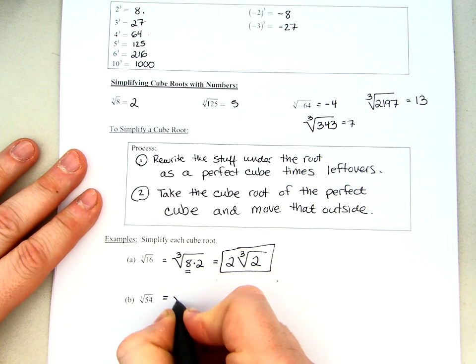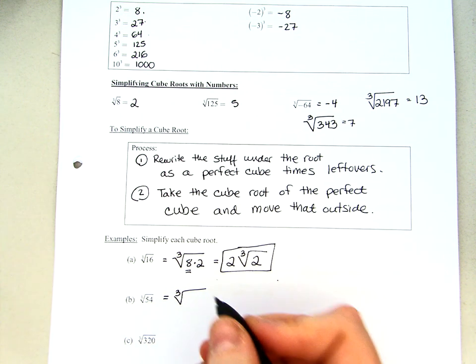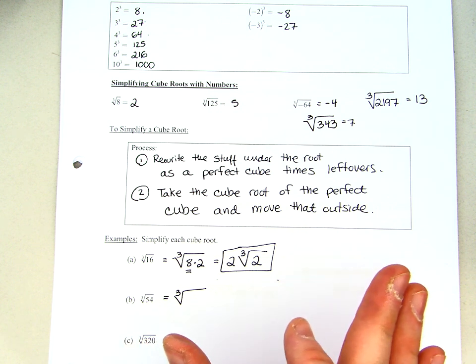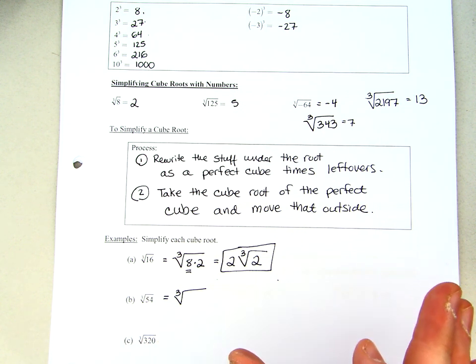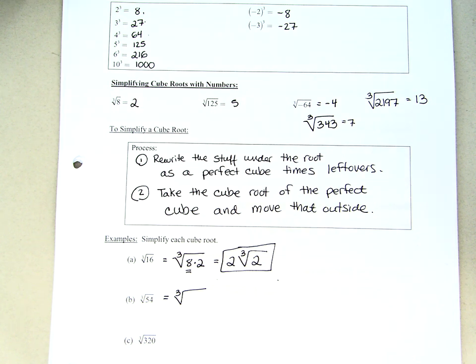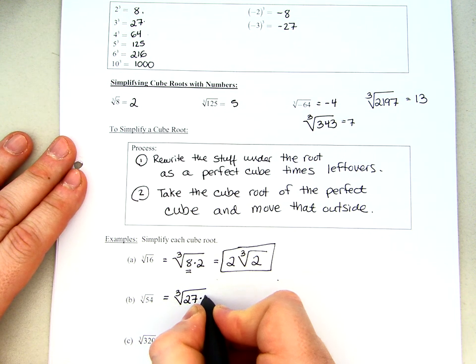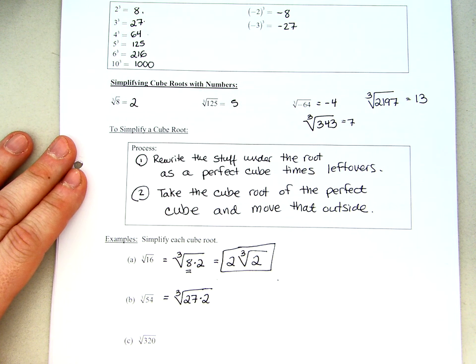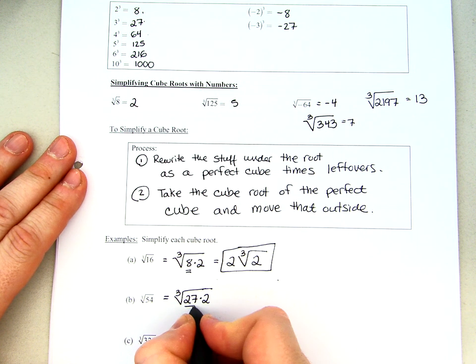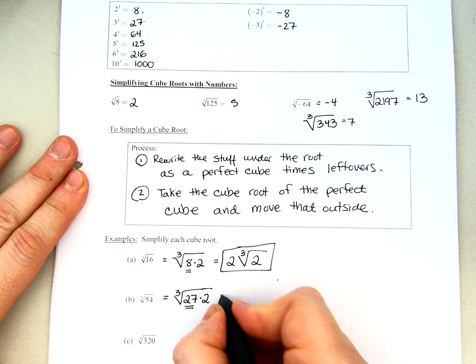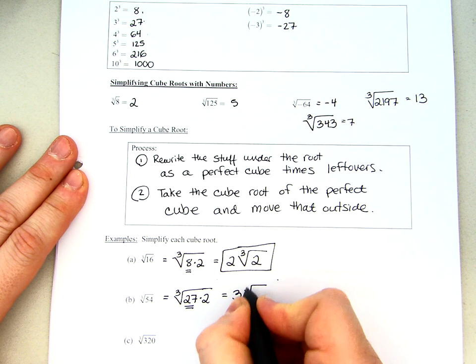Let's try letter B. Cube root of, and in general, you're going to want to use your calculator to figure out, can you divide it by 8, or 27, or 64, or... What can we divide this by? 27. We're going to say this is the cube root of 27 times 2. Well, 27 we can take the cube root of. What is the cube root of 27? 3. Your answer is 3 times the cube root of 2.